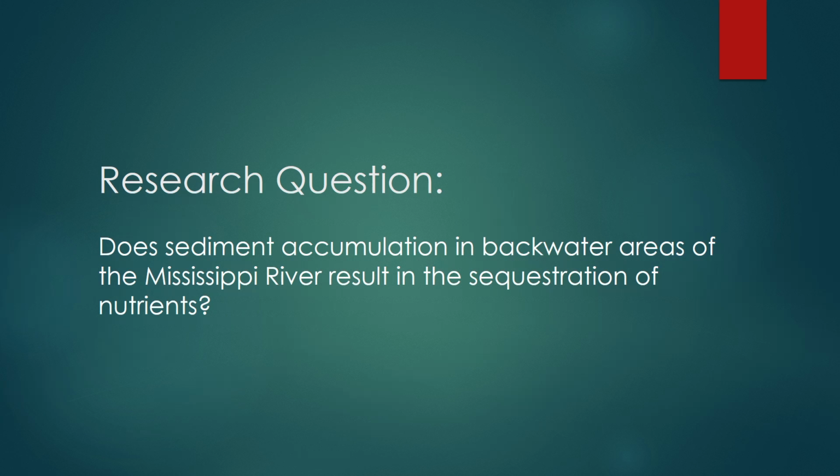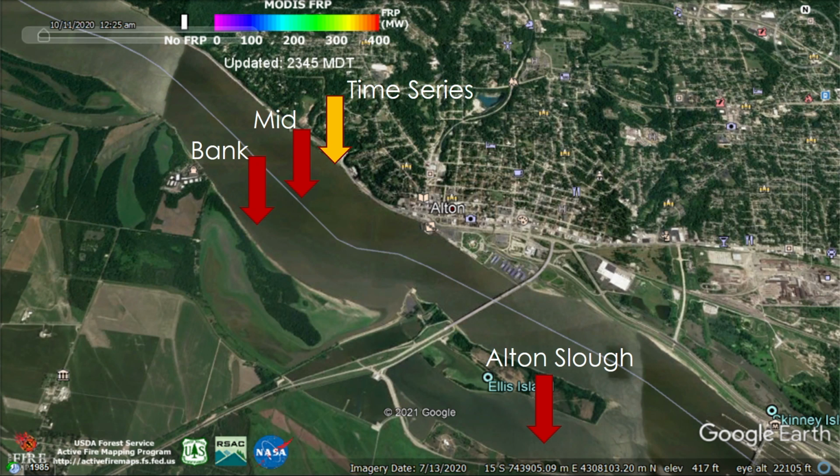We sampled at three sites along the Mississippi, on a transect consisting of the middle and the bank of the main channel, as well as the backwater of Alton Slough. We also took weekly grab samples of surface water on the Alton side to get a better understanding of the overall characteristics of the water over time. This time series data was supplemented with an archive of older data from the same spot, going back a few more months to March.